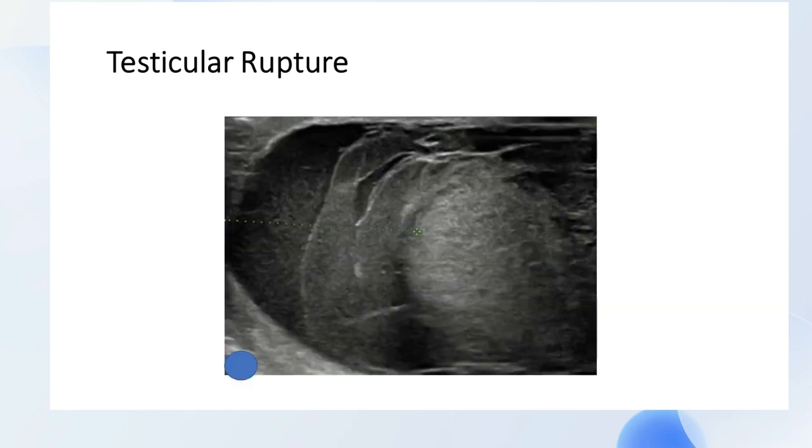So now you can see here that this testicle has lost its architecture. There is an architectural deformation that you are seeing here, and then there's fluid here also with internal echoes. So this architectural distortion is due to testicular rupture.